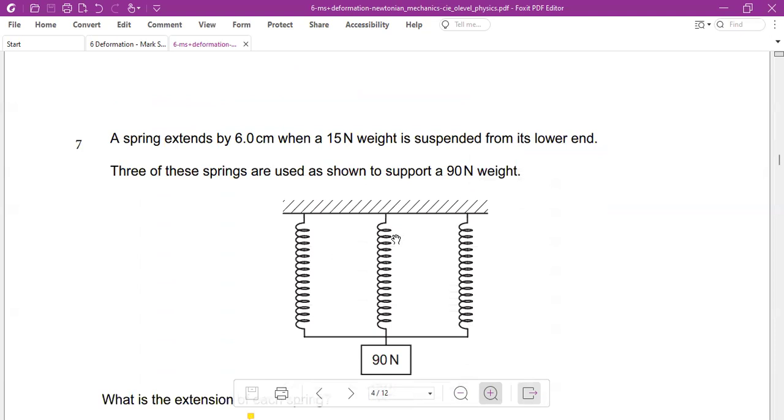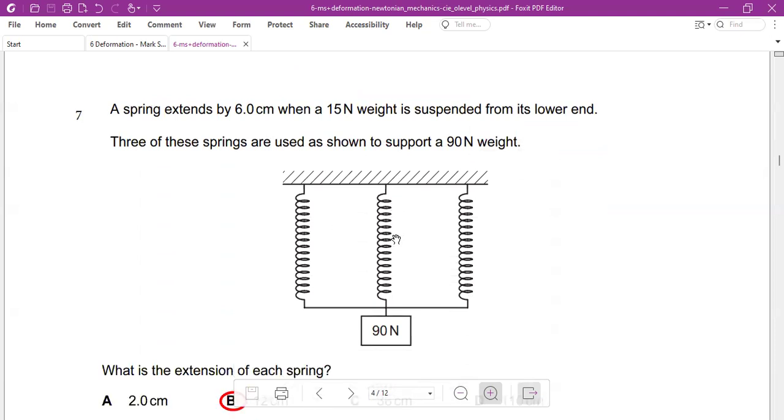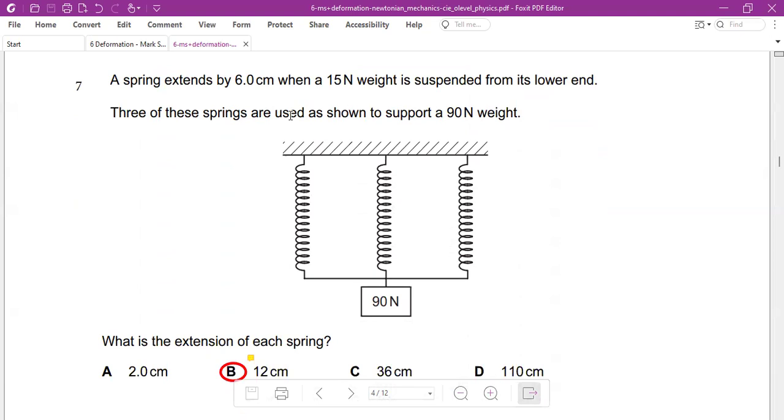Next question is, we have 3 springs, we have a 90 Newton load, and 6 centimeters extension when a 15 Newton load is suspended. So look at the question carefully. This is a mathematical question. If a spring extends 6 centimeters with 15 Newton, then each spring extends 6 centimeters when a 15 Newton load is applied.